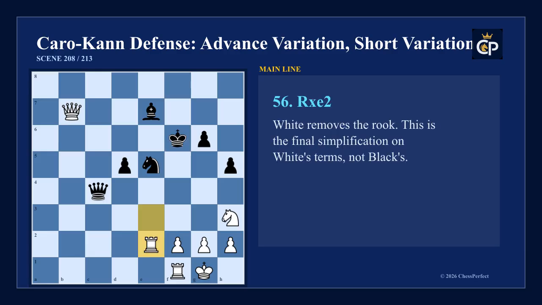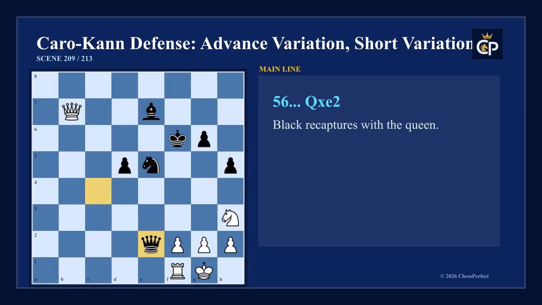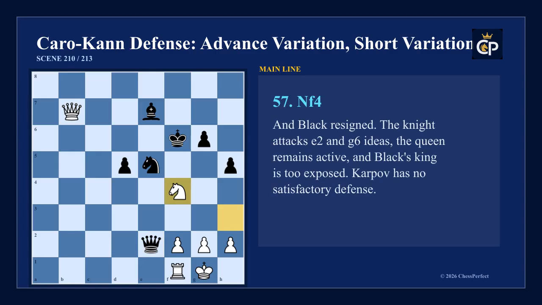Rook takes e2. White removes the rook. This is the final simplification on white's terms, not black's. Queen takes e2. Black recaptures with the queen. Knight f4. And black resigned.